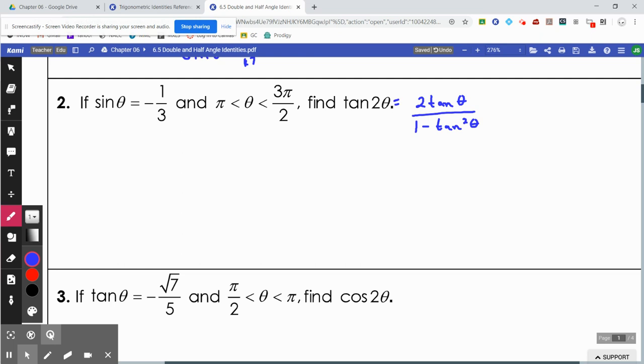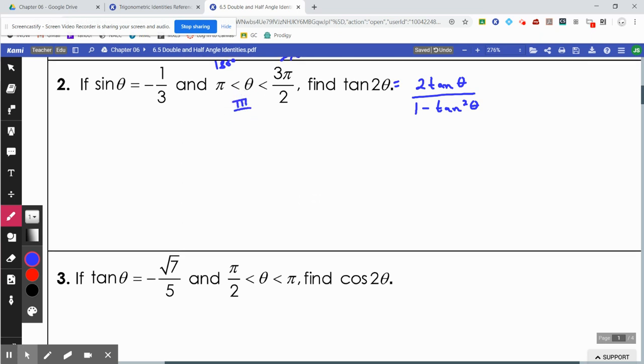And all they give you is sine. And they say that you're in this quadrant between 180 and 270. That would be quadrant 3. So to plug into our formula, we need a tangent of our original angle. If sine is equal to negative 1/3, all students take calculus, tangent's going to be positive. Let's draw that triangle. Sine is equal to 1/3, that'd be opposite over hypotenuse. Pythagorean theorem is going to give you that this is equal to √8. So therefore, the tangent of my original angle will be opposite over adjacent, which is 1 over √8.